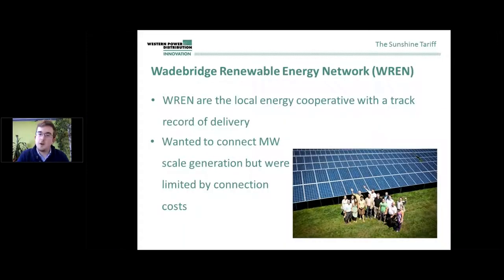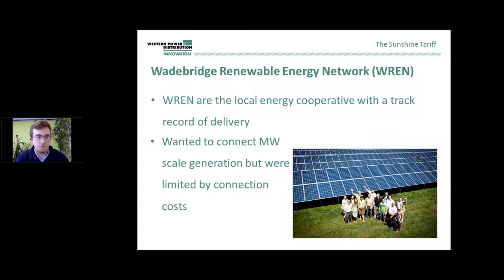Within the Sunshine Tariff was based around Wadebridge because of Wadebridge Renewable Energy Network, so WREN. They're a local energy cooperative who have done a huge amount of different energy measures for their community. And Jerry will talk to you in a bit more detail about that later. Basically, they wanted to connect more generation to the network.